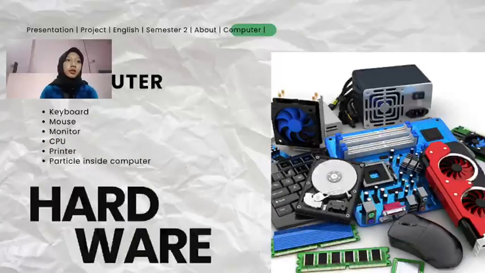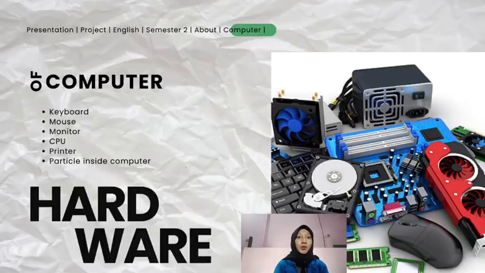And then inside the computer there are two important parts called hardware and software. What is hardware? Hardware is the physical part of computer that can be seen and touched. The examples we can see in the pictures are the keyboard, mouse, CPU, printer, and even the parts inside the computer, that is called hardware.